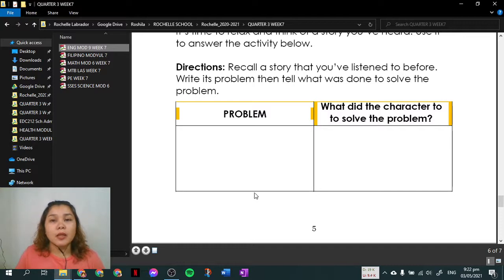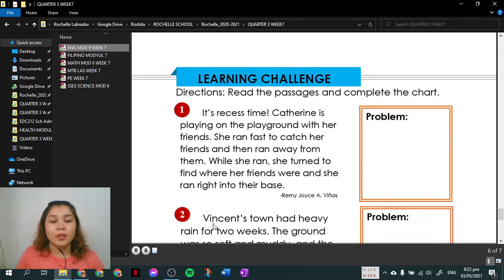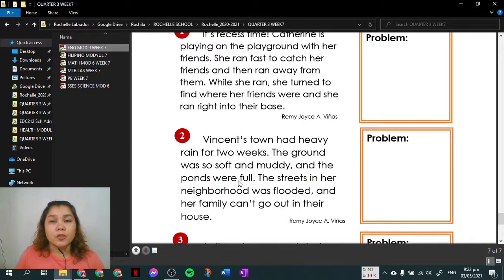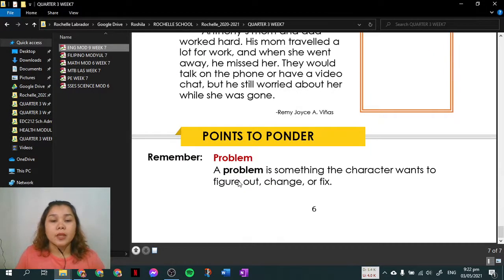Movies may apply to this direction. So movies that you like. So that's allowed here. So learning challenge. Given a text, you need to write the problem in the box. You may use short answers, phrases, or short sentences. And then points to ponder, so everything that was discussed.